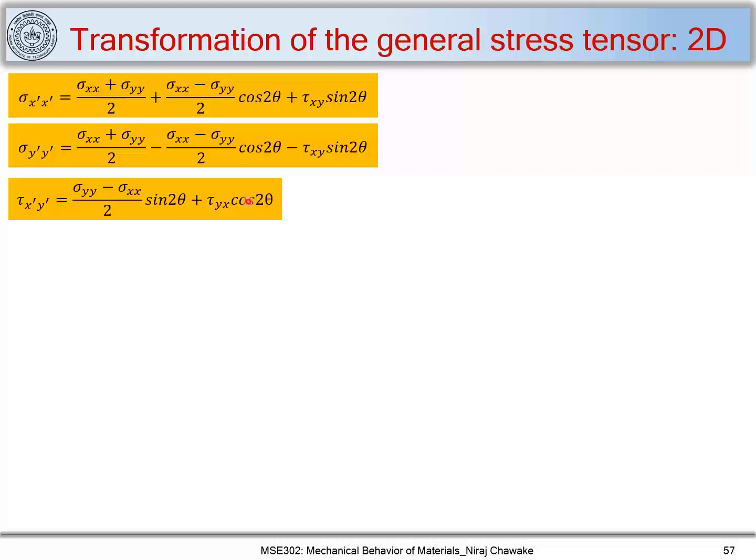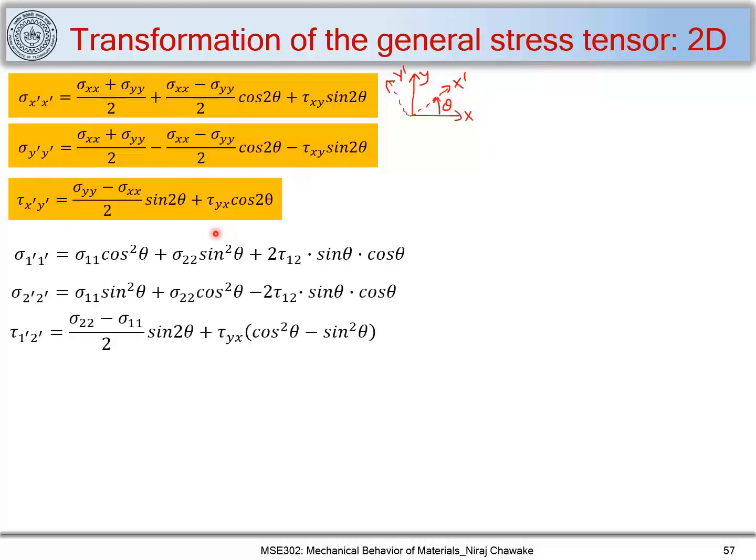So in our earlier classes, when we dealt with 2D stress state, we arrived at these relations where we wanted to find out what is the state of stress when we orient or rotate our coordinate axes by an angle theta to x dash and y dash. So we have figured out the stress state in an oriented coordinate axis.